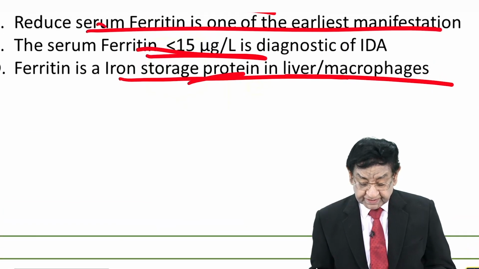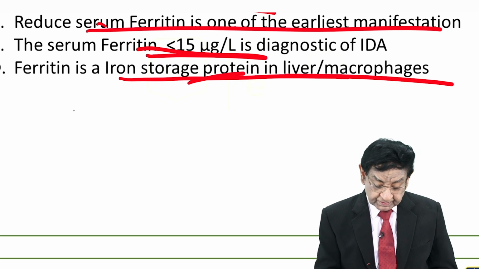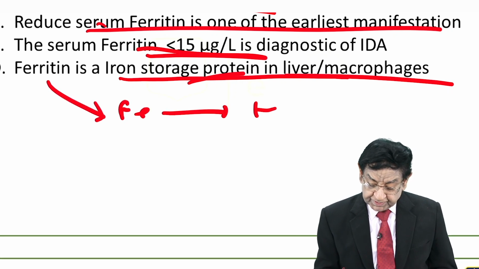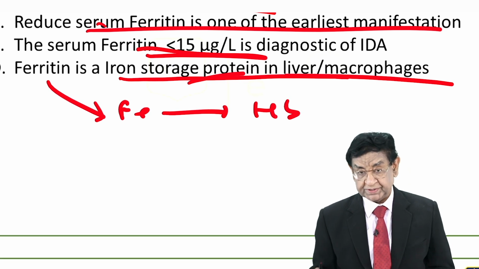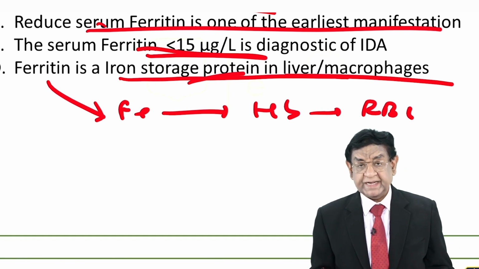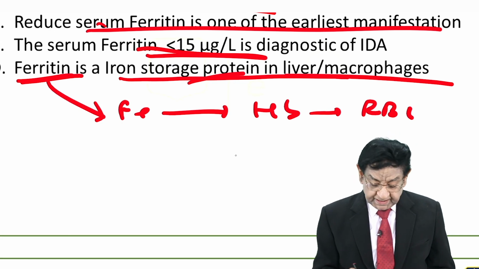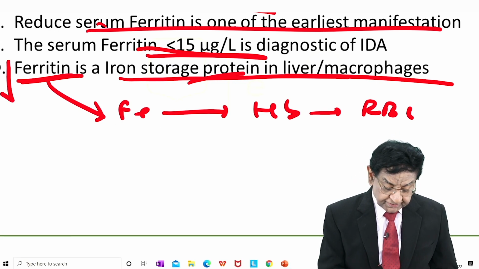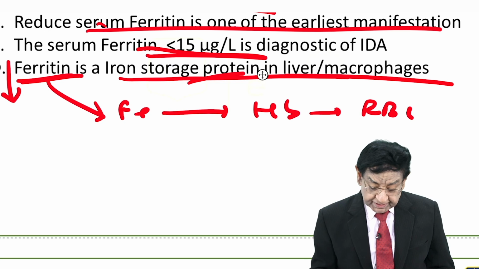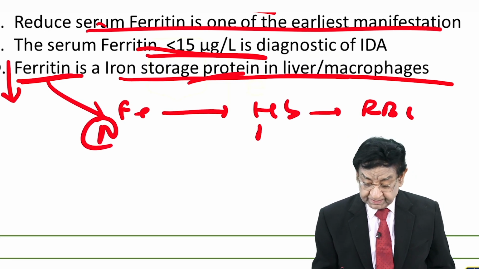Now, one thing is very clear to you: it is ferritin which generates iron, which is used for hemoglobin formation, and that ultimately gives the RBC count. So when iron deficiency anemia develops, initially the ferritin level will go down, but the body will try to maintain normal serum iron. Hemoglobin will be normal.